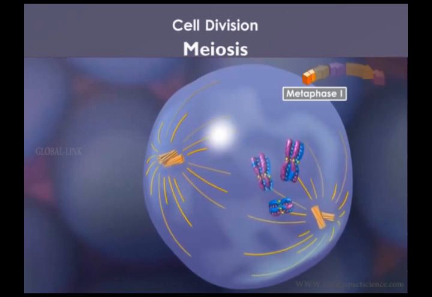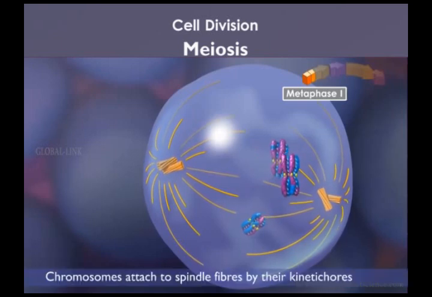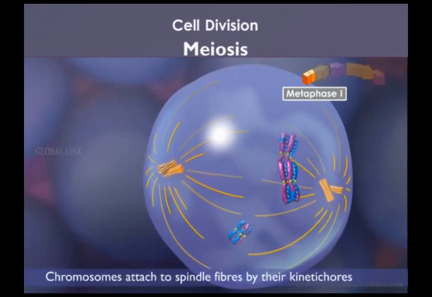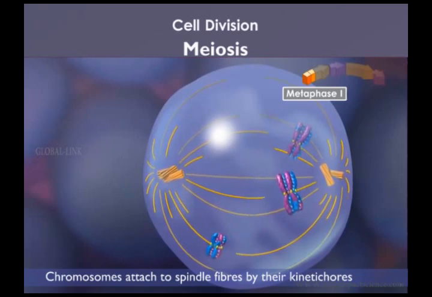During metaphase I, the spindle fibers are now completely formed. The chromosomes, still associated as bivalents, are attached to the spindle fibers by their kinetochores.